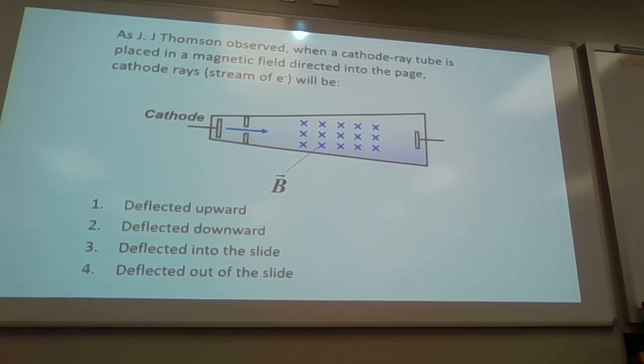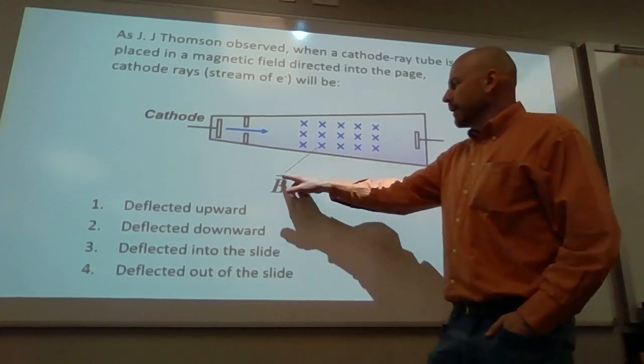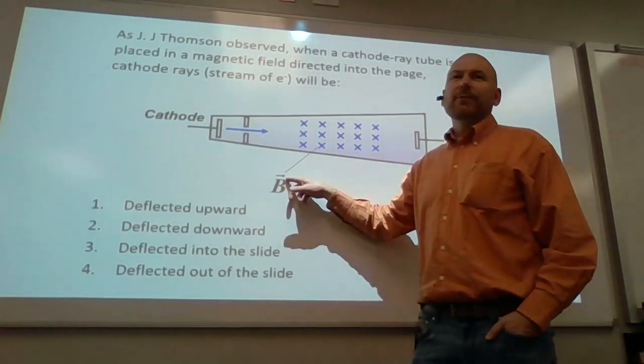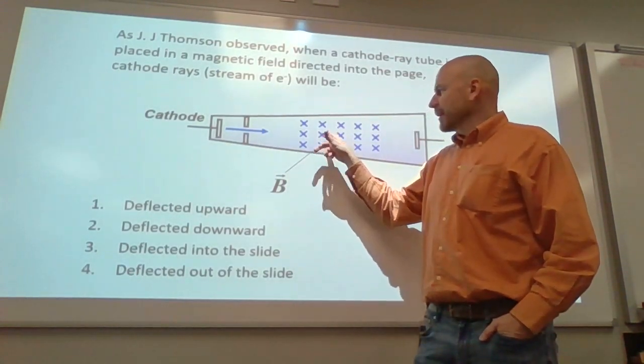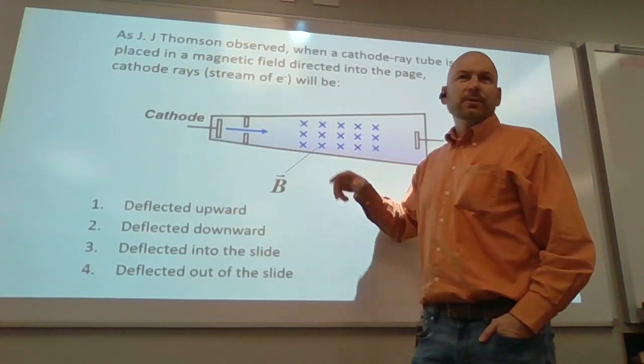Tell your neighbor. Show your neighbor. Show your neighbor, right hand. Okay, this little thing right there is showing you that's just a vector. That's how you label a vector in a textbook. The direction of the magnetic field is the x, like a circle with an x.